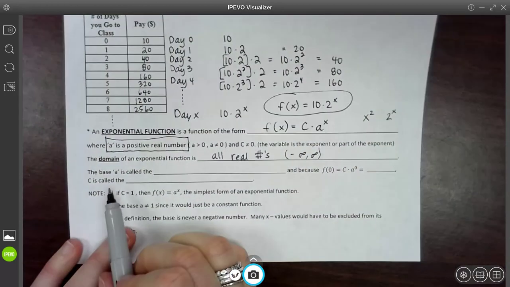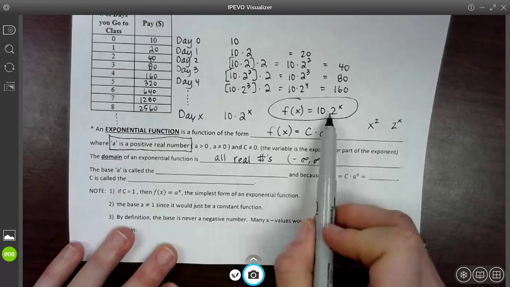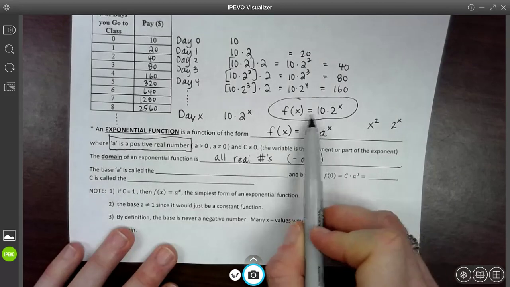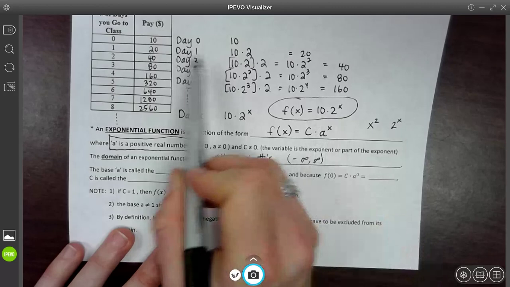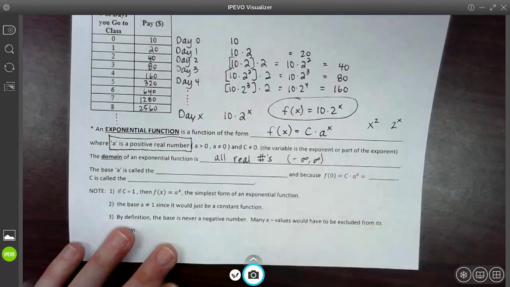All right, the base a is called the growth factor. If you notice, the base of this exponential function we wrote was 2. And what were we timesing our money by? By 2. It was doubling. So the base is what you are multiplying your initial value by. You're doubling it. So your growth factor is 2.